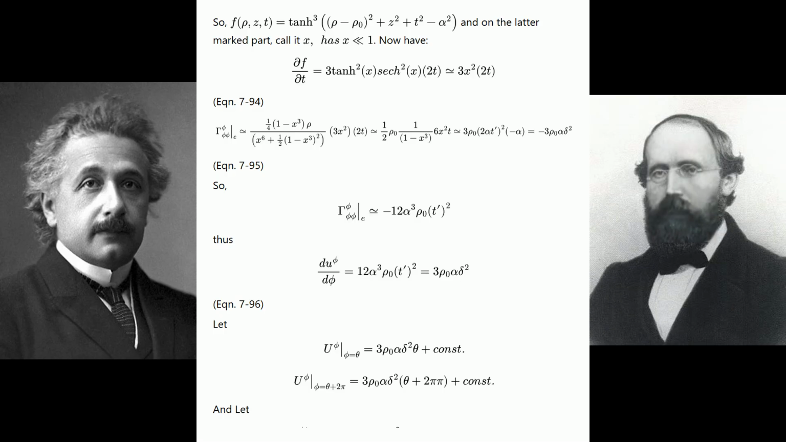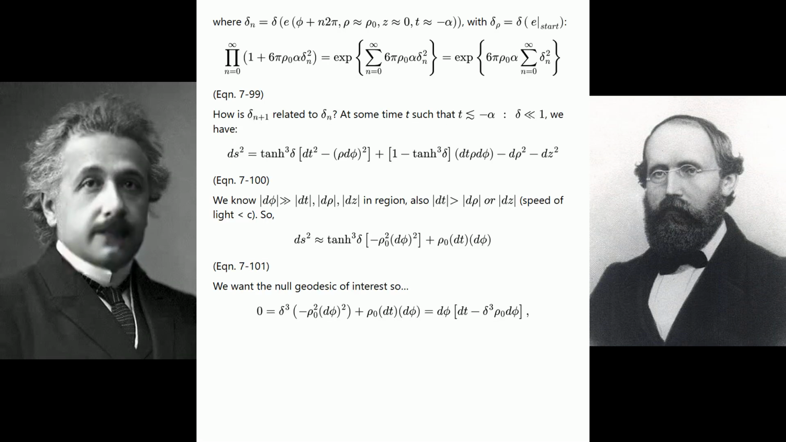Thus, equation 7-96. Let, see the next equation. And let, see the equation shown. Equation 7-97. So, we have a blue shift factor that goes as delta squared for delta small. So, need to evaluate equation 7-98, where delta sub n equals delta of E of phi plus n 2 pi, rho almost equals rho sub 0, z almost equals 0, t almost equals negative alpha, with delta sub 0 equals delta of E evaluated at the start. Equation 7-99. How is delta sub n plus 1 related to delta sub n? At some time t such that t is less than or equivalent to negative alpha, delta is much less than 1, we have equation 7-100.